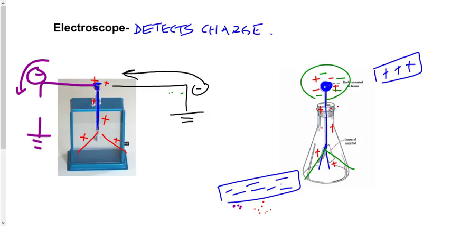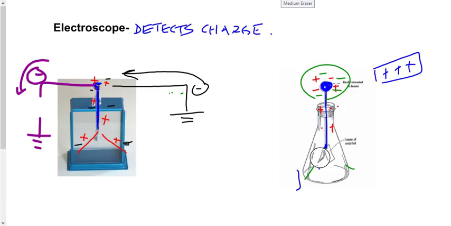The electrons come up from the ground and the leaves go back to normal, hanging straight down because they're neutral and gravity pulls them down. What happens over here in this one? Well, remember in this one, all the negatives were pulled up, so the leaves became positive.